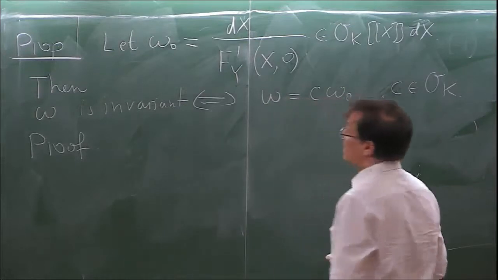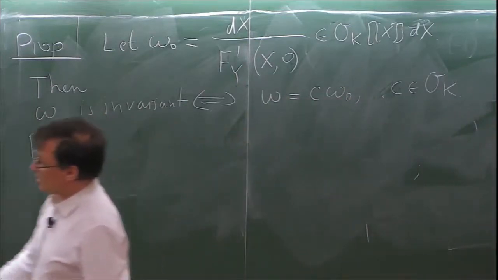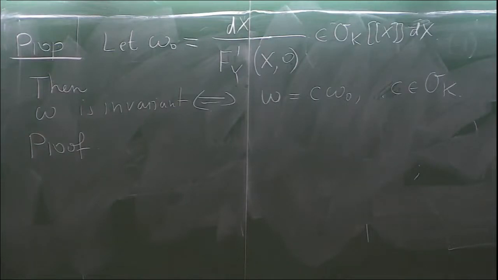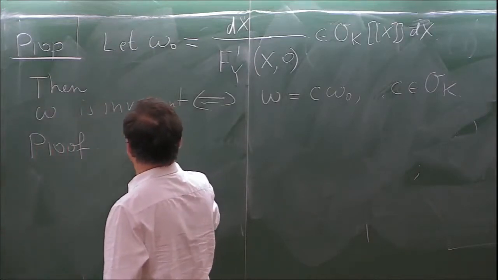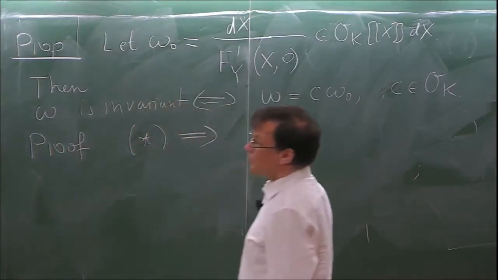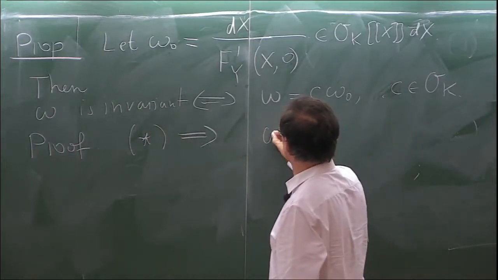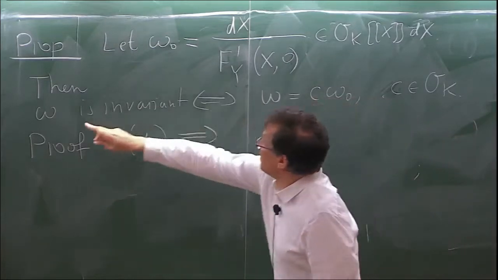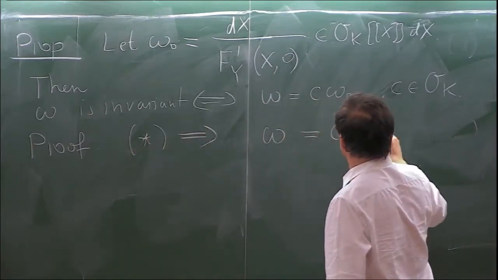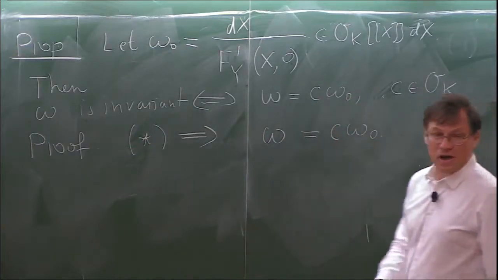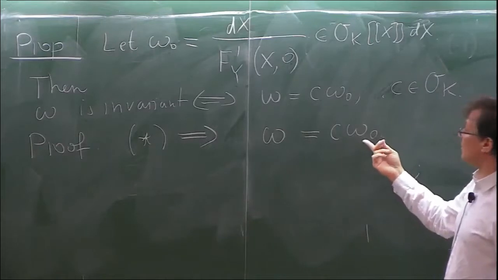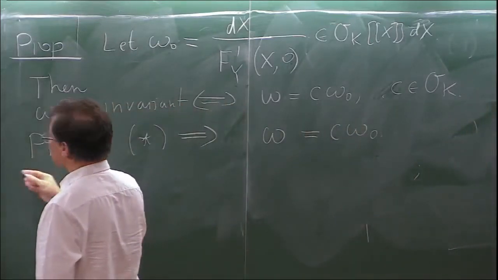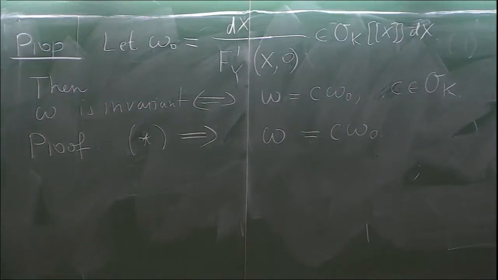The proof is very easy, because just from the definition, if you write it down, it follows already that if a form omega is invariant, then it should be of this form. And one should only check that omega zero is invariant. So it follows from the associativity of a group law, just formal associativity of a group.